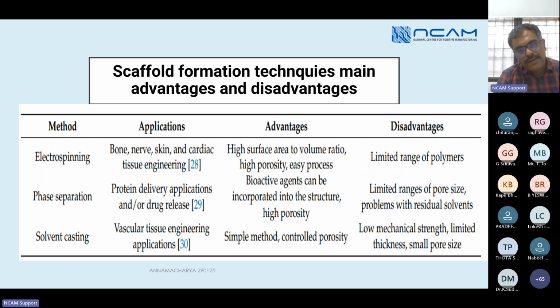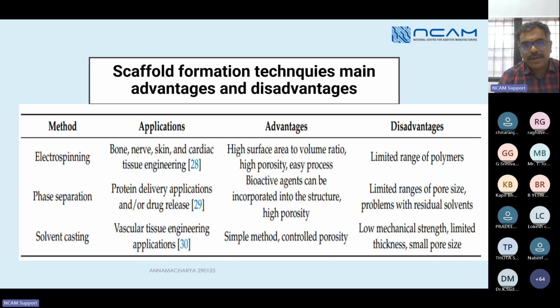This is a big disadvantage, because pore size is very important, and residual solvents formed inside the scaffold will be challenging. So this is the big disadvantage we have in the phase separation technique, where bioagents are incorporated into a structure with high porosity. And coming to solvent casting, this is used for the vascular tissue engineering applications, which we see regularly. This is the introduction I am speaking about.